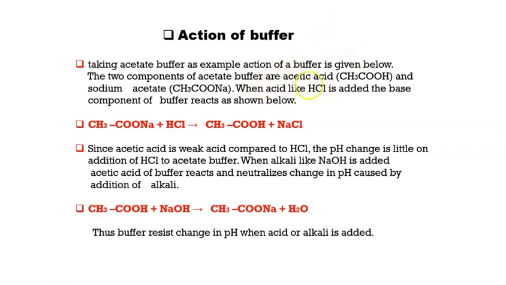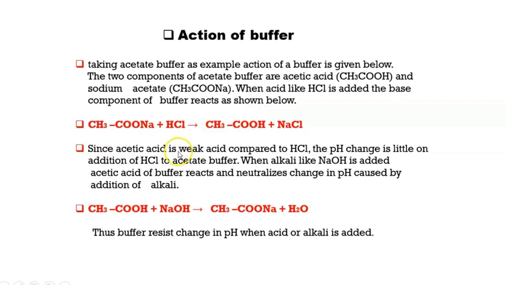So in justifying this, when an acid like hydrochloric acid is added, the base component of the buffer system reacts, as shown below. Now look at it. This is our sodium acetate, which is a component of the acetate buffer. When this hydrochloric acid is added, it will give you what? Acid and sodium chloride, which is acid and salt. So in this case, the buffering capacity is not working at all, because a buffer is supposed to resist change in pH. But in this case, you know it is not favorable.